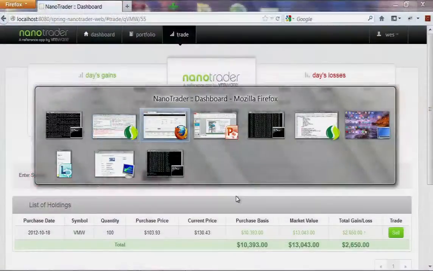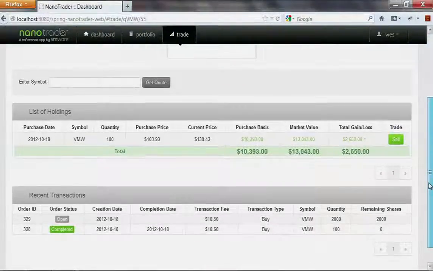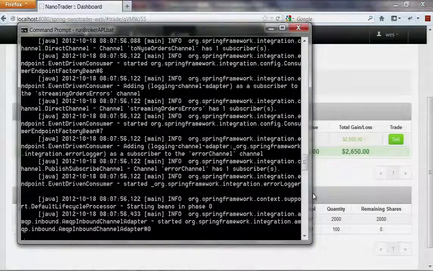I didn't catch the price at which we bought. Anybody catch that price? We can put that feature on the backlog.